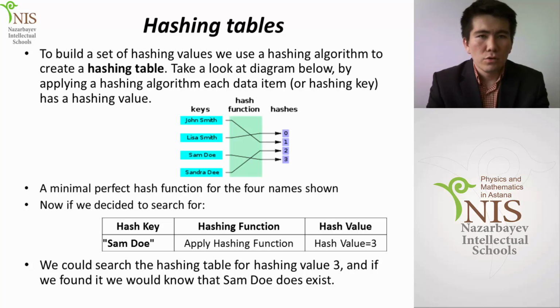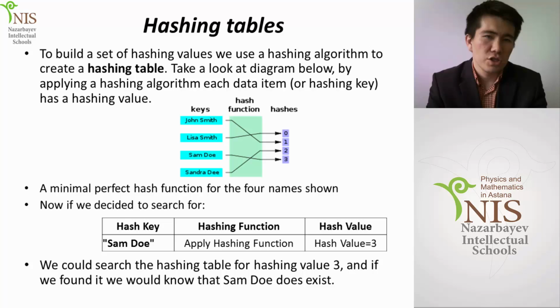So there are also hashing tables. Why do we need hashing tables? We need them if we want to find someone in a database, some data, some information very fast. If we want to find it rapidly, hashing is a very convenient and helpful thing. To build a set of hashing values, we use a hashing algorithm to create a hashing table. Take a look at the diagram below.